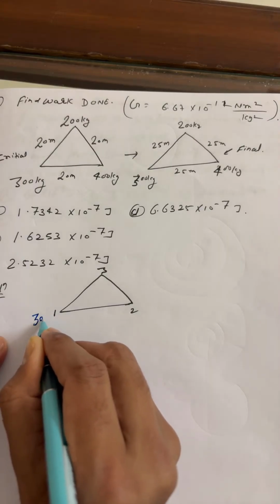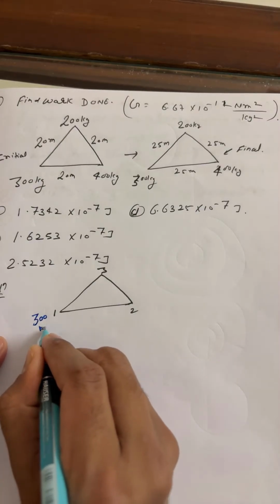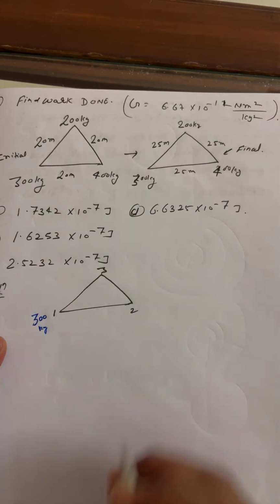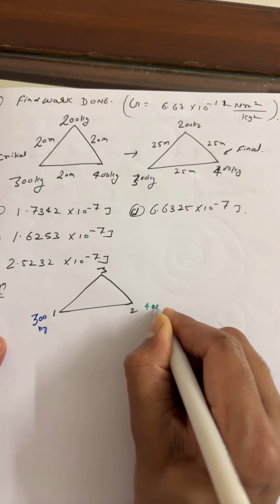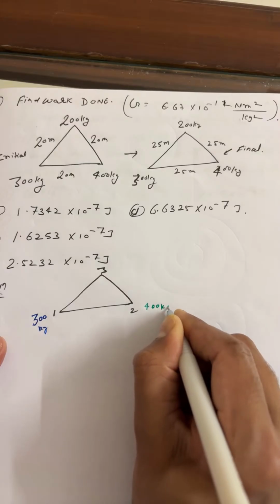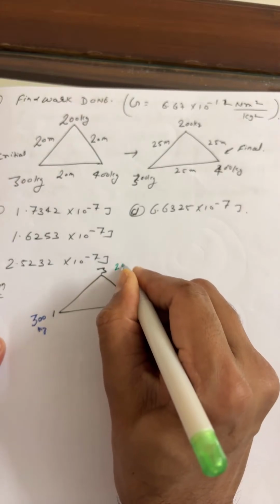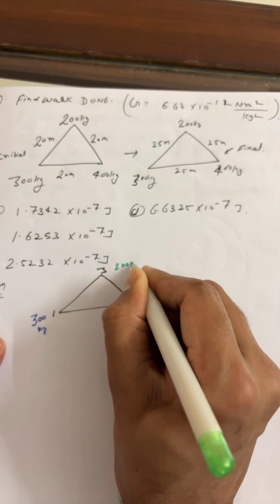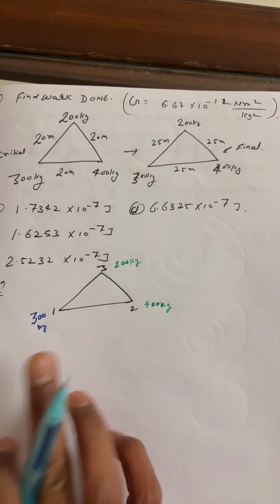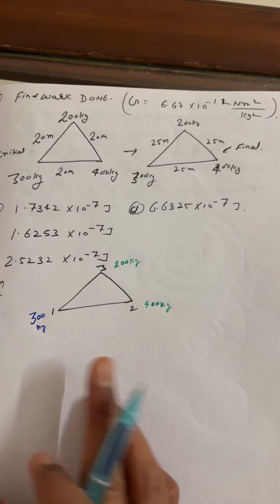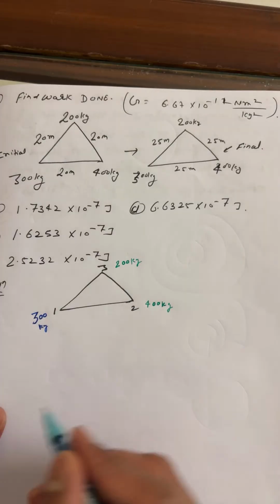This is 300 kilogram. Then this is 400 kilogram. Then this is 200 kilogram. Okay, fine. I taught you this question during JSO, so you can calculate the answer with me.